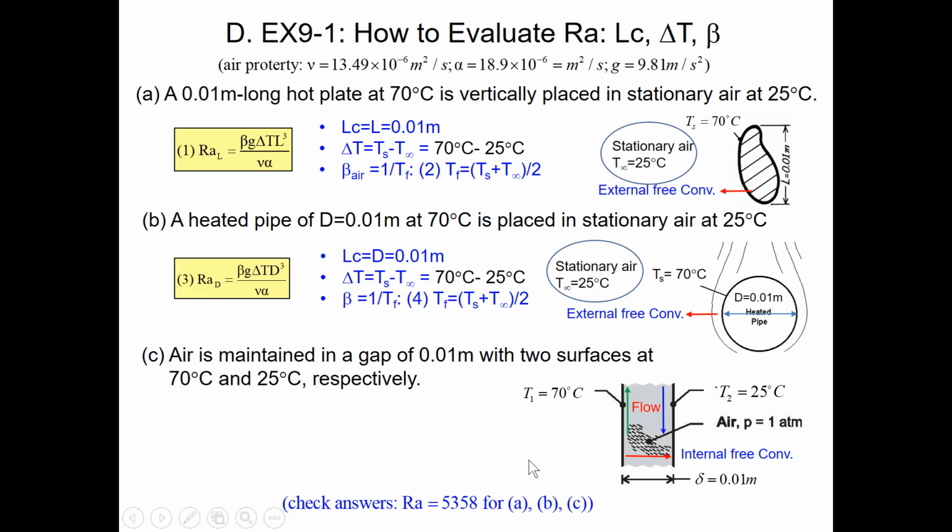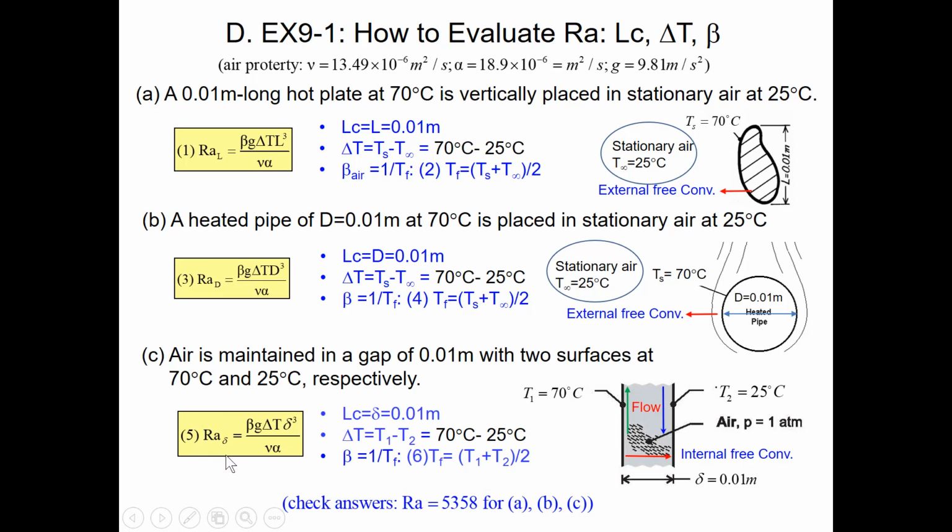C. There's air maintained in a gap of delta with the two surfaces at temperatures T1 and T2. This results in internal free convection because the flow is induced by the buoyancy.